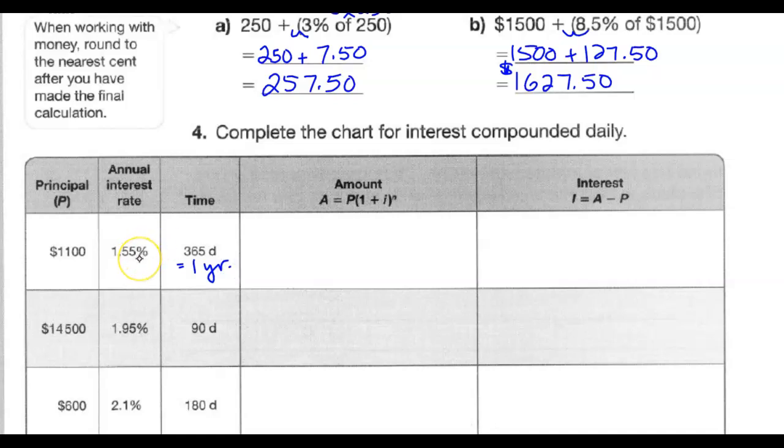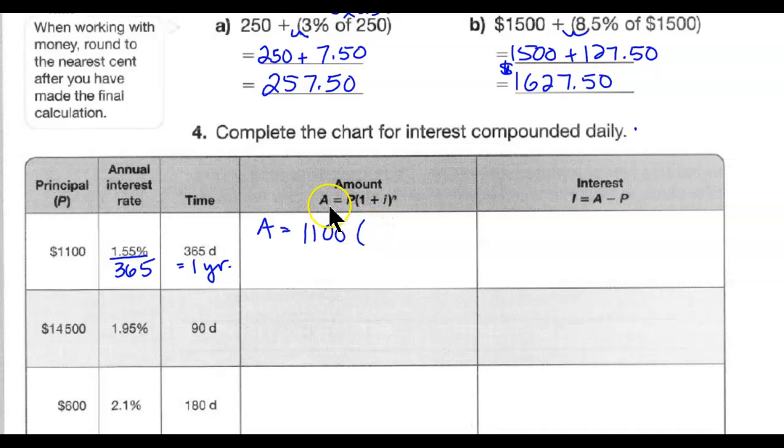Okay, and this is the percent per year. So that calculation, to get the accumulated amount, we take the principal, which is 1,100, and we multiply it by 1 plus the interest rate per compounding period. So in this case, well, actually, I guess we're to complete the chart for interest compounded daily. Okay, so that means we're going to have to divide this by 365.